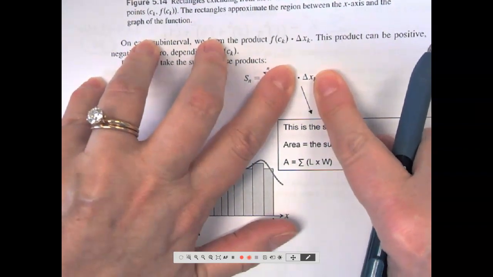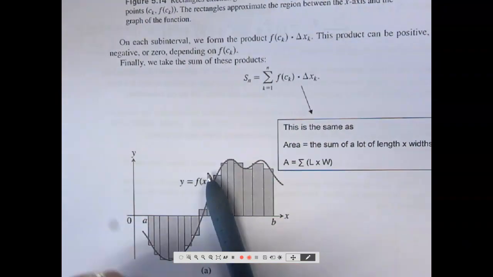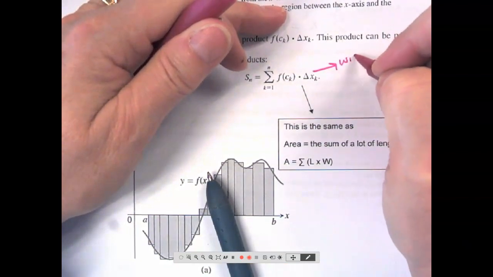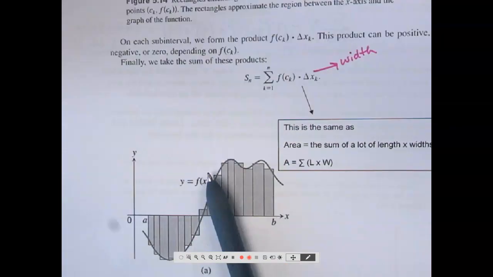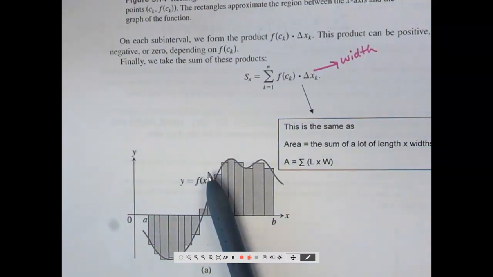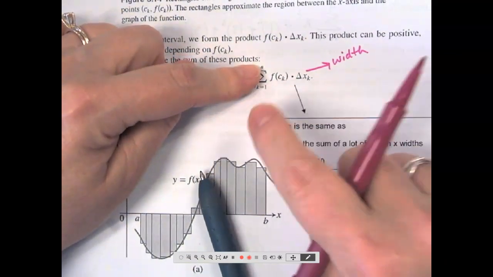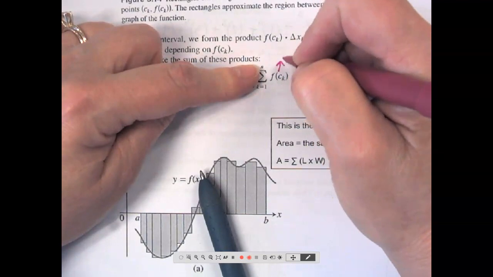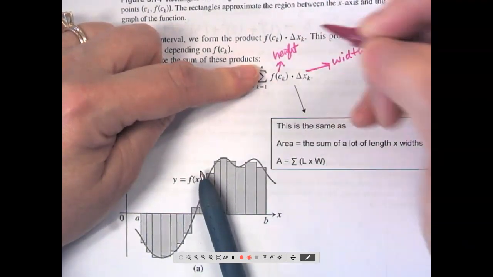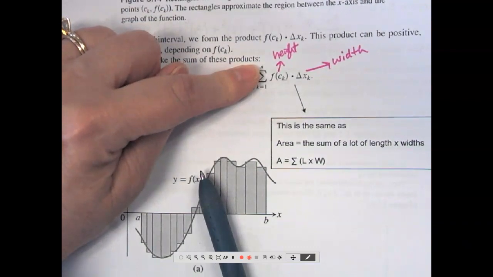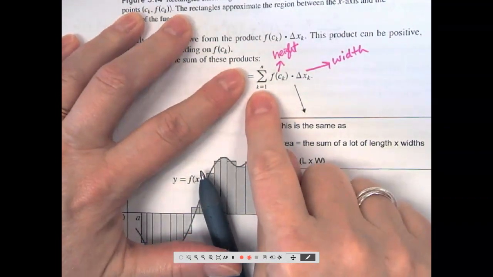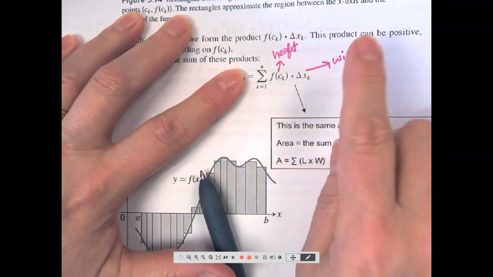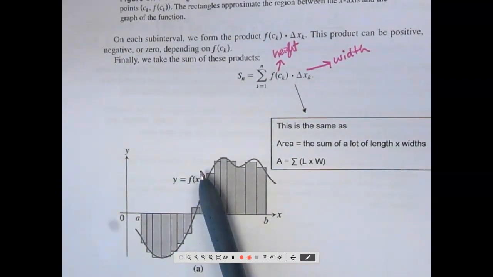What do you think delta x means? You're changing it. So this is a fancy way of saying the width of these rectangles. Change in x. How wide are they? f of a number means a y-coordinate, right? So it's the y-coordinate, which is the height of the rectangles. That's how we found the height of the rectangles, right? We plugged x into the function. So this is saying add up a whole bunch of height times widths, which is the area.